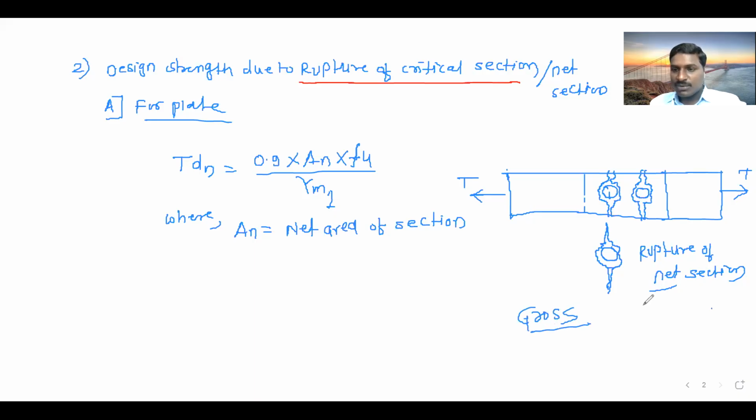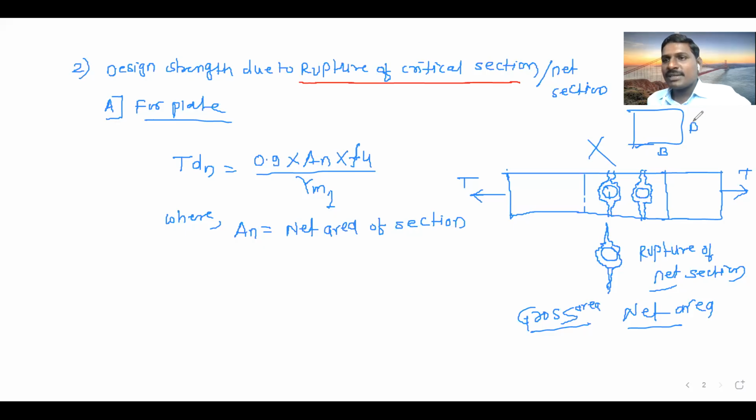Now someone asked a question, gross and net. Now here again, gross and net. Gross means a plate without holes, and net means a plate with holes. So for net area, first we calculate the gross area of this plate. This is B, this is D. What is the gross area of this plate? B into D. Here I have written A is equal to B into D. Okay, gross area you have calculated for this plate. Now you have to calculate the net area of this plate.